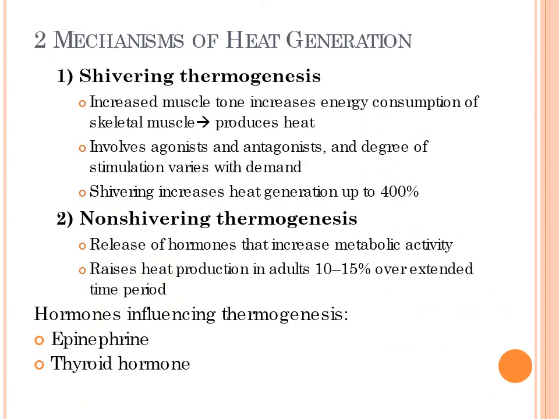In order to generate heat, we can do that in two ways. An immediate way to generate heat is through shivering thermogenesis. Thermogenesis is the creation of heat. With shivering, we have increased muscle tone, which increases the energy consumption of skeletal muscle. The more energy you consume, the more heat you produce. This involves all of our muscles, agonists and antagonists, and the degree of shivering depends on the stimulus. So it depends on the outside temperature and how warm you need to be. Shivering increases heat generation by up to 400%, which is pretty incredible.